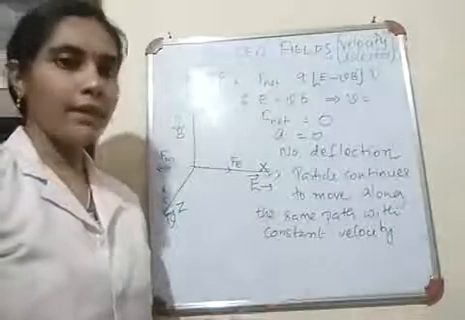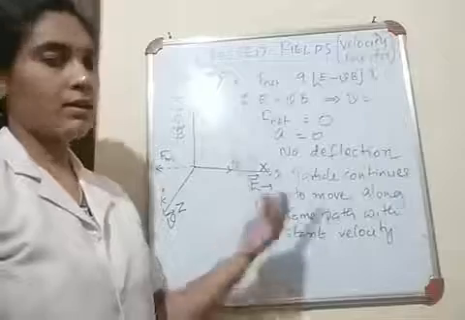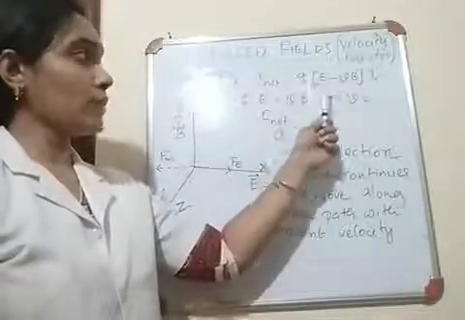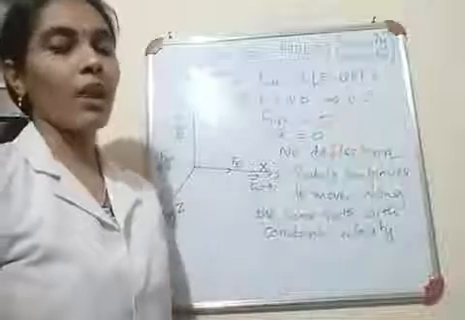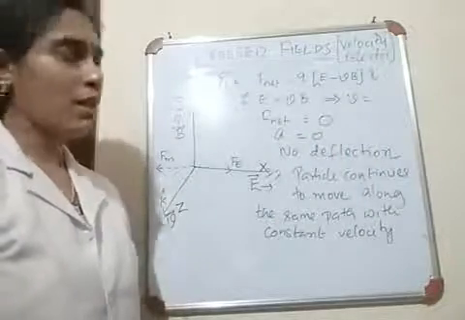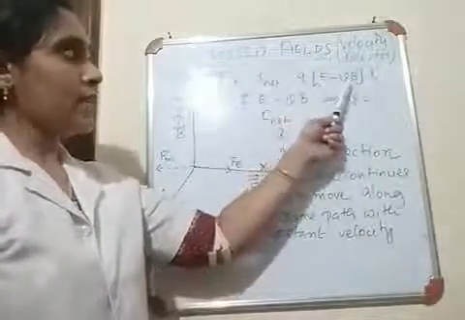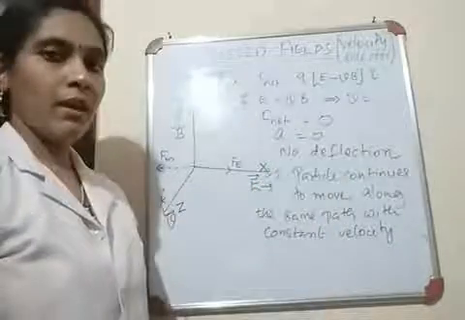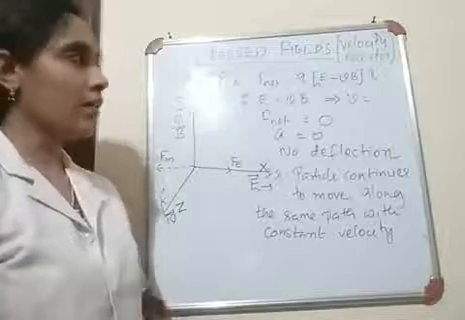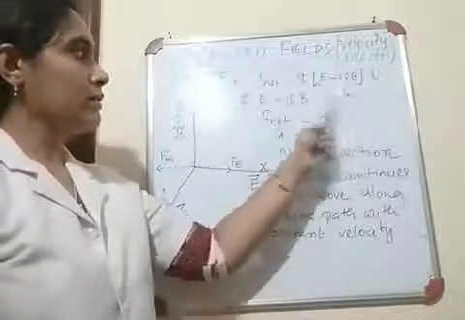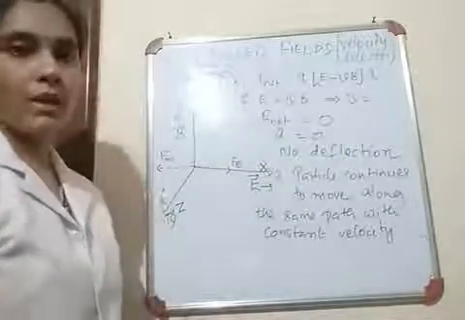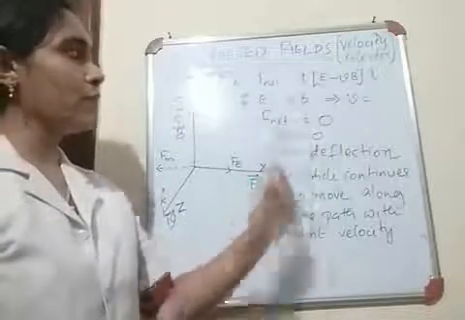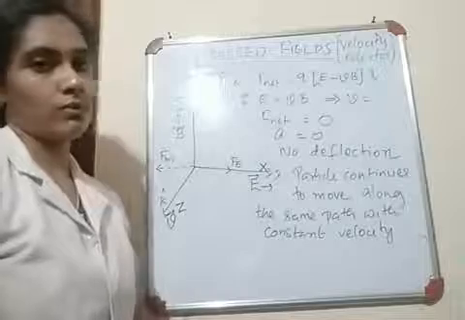That we have already discussed in the previous discussion. That is, the net force acting on the particle is Q into (E minus VB) into I. Now suppose E is equal to VB. Then what will be E minus VB? E minus VB will be 0. That means the net force acting on the particle will be 0.